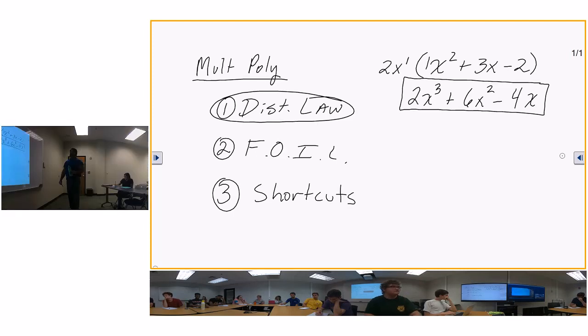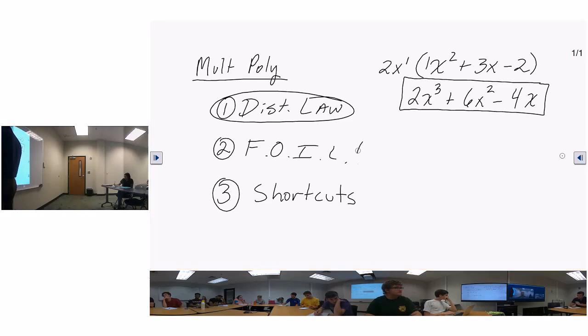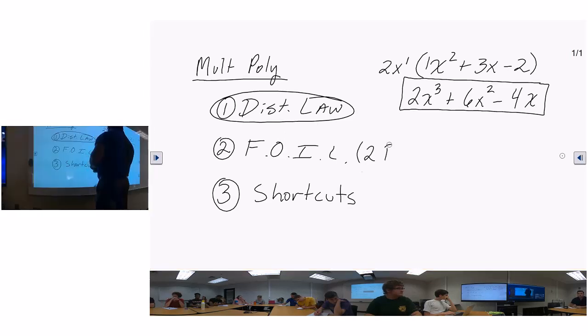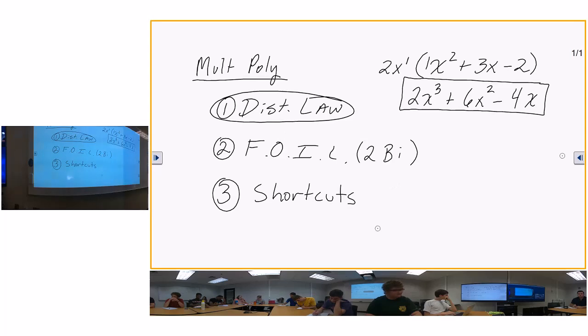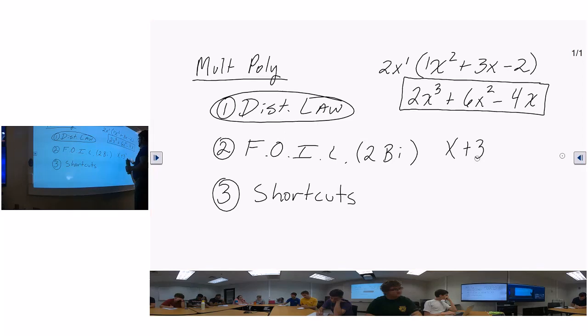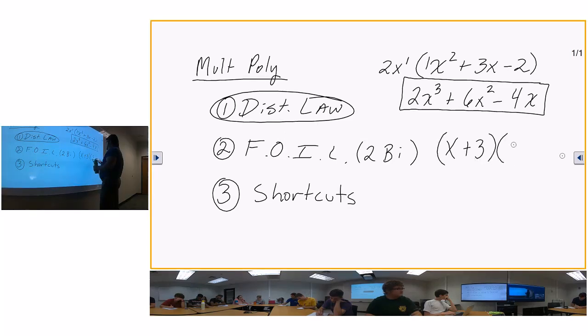Next is the FOIL method. When can you use the FOIL method? When you're multiplying two binomials. x plus 3 times 2x minus 4. Go to it.